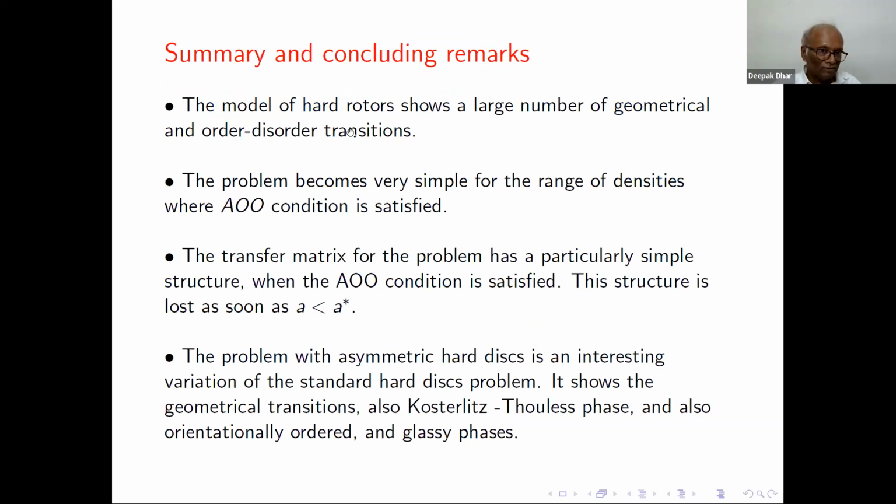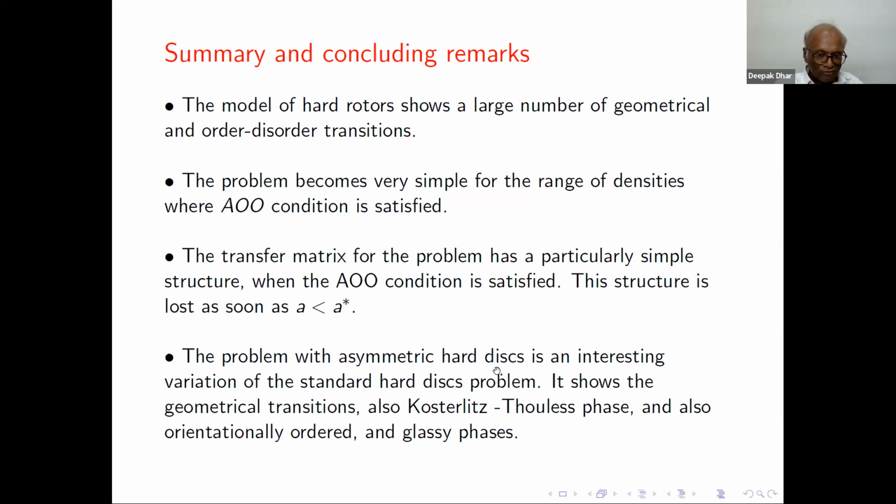But anyway, so here is the summary. The model of hard rotors shows a large number of geometrical and first order disorder transitions, both types, geometrical transitions and order-disorder transitions. The problem becomes very simple when the AO condition is satisfied. The transfer matrix has a particularly simple structure when this condition is satisfied because almost all the eigenvalues are 0 except for a finite number.